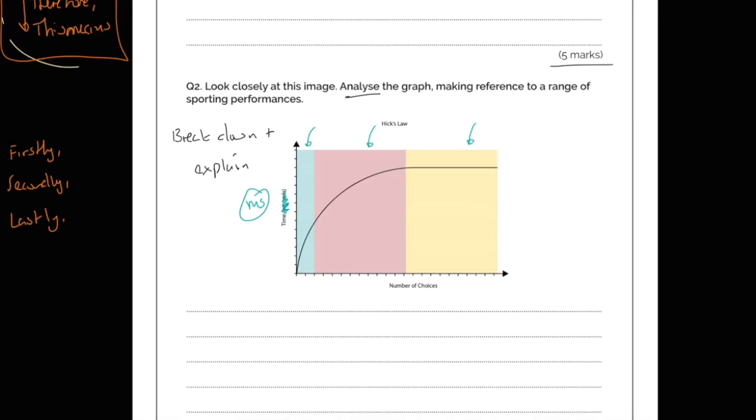So a couple of things that I would encourage you to include as part of your answer. Of course, you're going to mention Hick. I mean, it's in the question, so you're probably not going to get any marks for that. You're going to mention bottleneck.